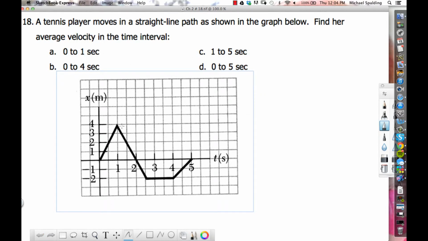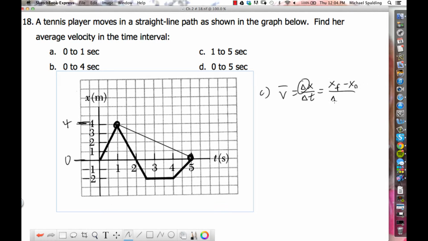Part C, from 1 second to 5 seconds. So connect the 2 points with a straight line and take the slope. For part C, average velocity is displacement over time. So what's the change of position? Where does she start? She starts here at 4, and she ends down here at 0. So it's -4. In fact, if you want to be super thorough, change is always final minus initial.